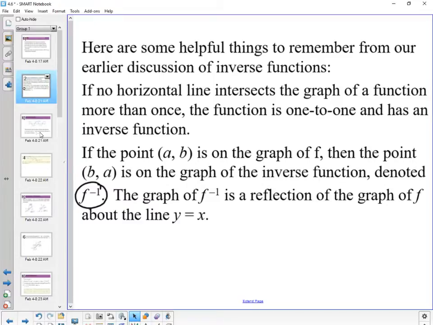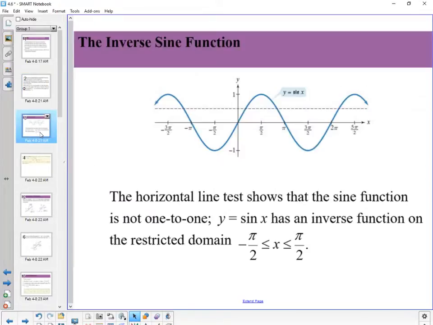Can I change the slide? Yeah. All right, cool. If you take a look at the sine function, and we do the horizontal line test, you'll see that it's really not a one-to-one function, right? So it's a function, but it's not a one-to-one function. You guys know what that means? Okay.